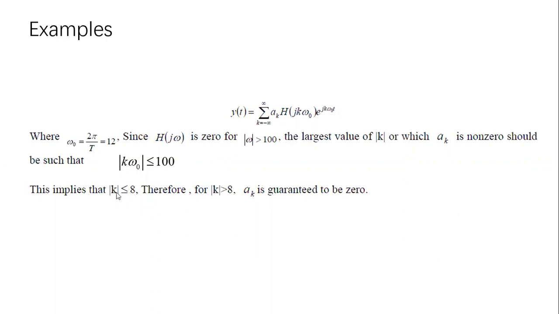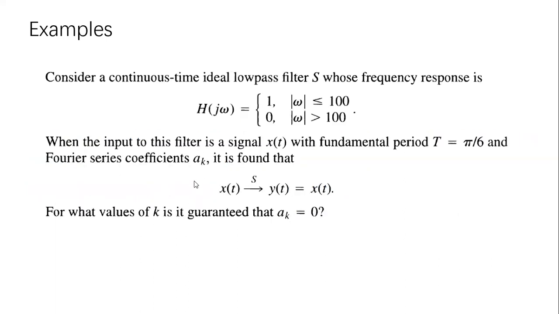So for k from minus 8 to plus 8, the Fourier coefficients of the input signal x of t are ak. And then for the output signal, the coefficients are ak times H of jkω0. When kω0 is smaller than 100, H takes the value of one.